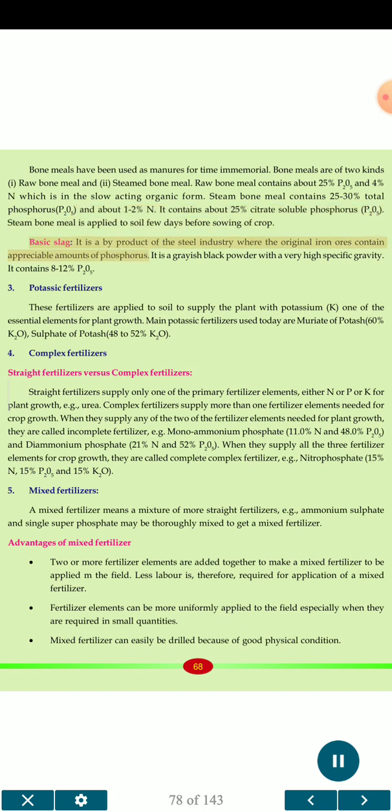Basic slag. It is a byproduct of the steel industry where the original iron ores contain appreciable amounts of phosphorus. It is a grayish black powder with a very high specific gravity.